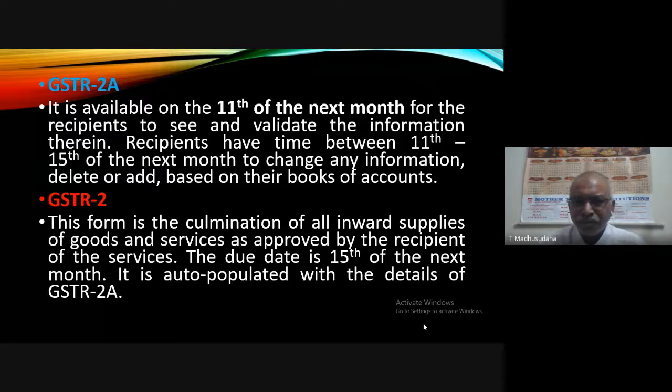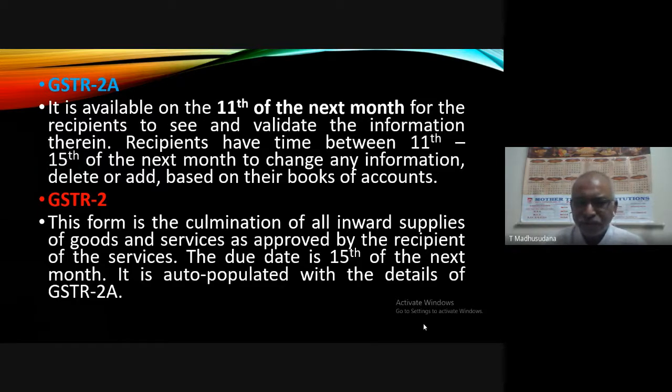Okay, so suppose there are no changes in the GSTR 2A, that itself can be considered as GSTR 2. Suppose there are any modifications, then GSTR 2 is auto-populated. The due date is the 15th of the next month. That means after submission of GSTR 2A modifications, that becomes GSTR 2. It is auto-populated with the details of GSTR 2A.